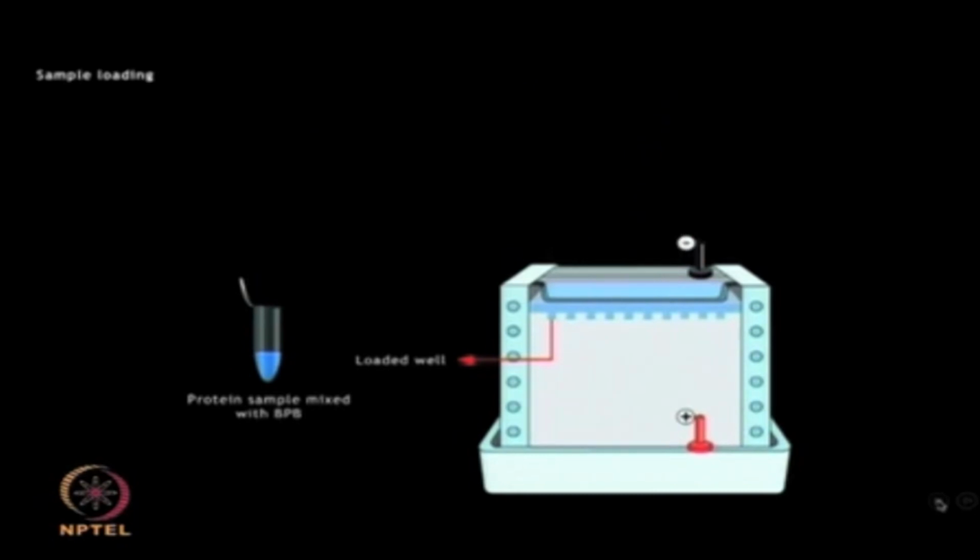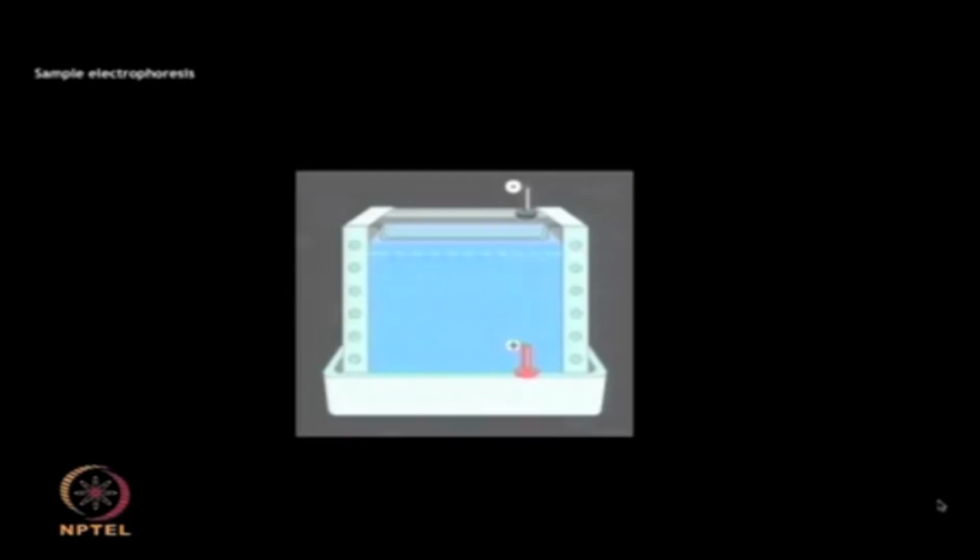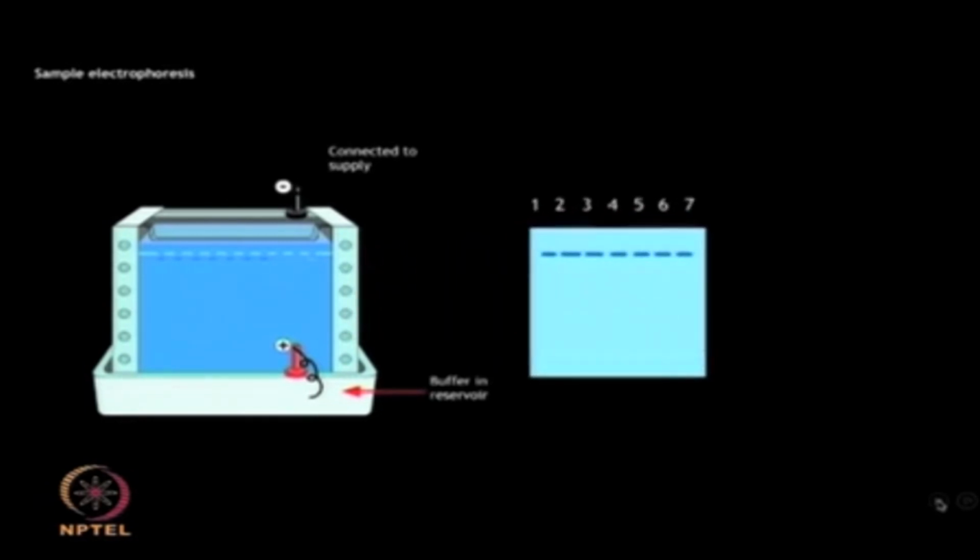Once all the samples are loaded, this unit can be placed into the electrophoretic unit and a direct current supply of around 100 to 350 volts can be passed, depending upon the size of the gel, for a time sufficient to separate the protein mixture into discrete bands based on their charge to mass ratio. The progress of electrophoresis can be observed with the help of a tracking dye. The larger proteins are retarded in the gel and remain close to the point of application, while the smaller proteins migrate further along the gel.